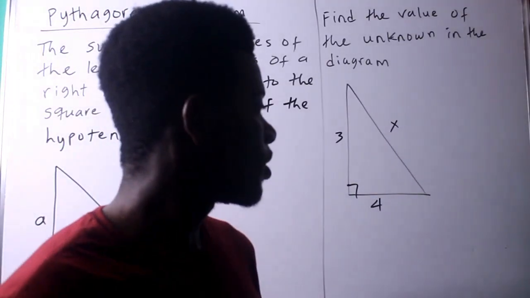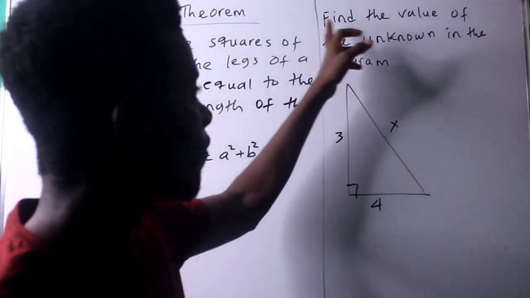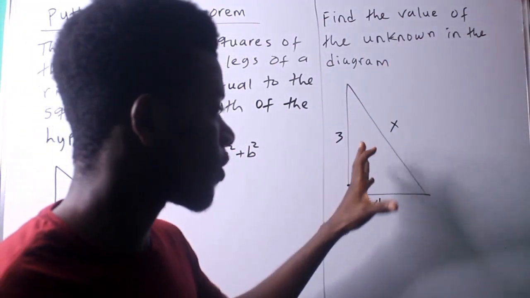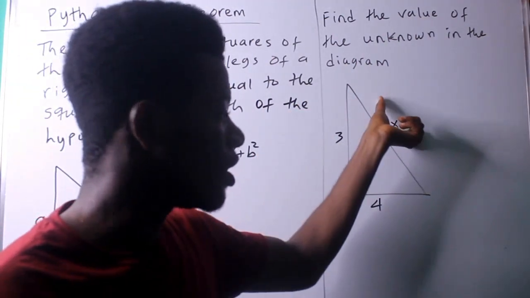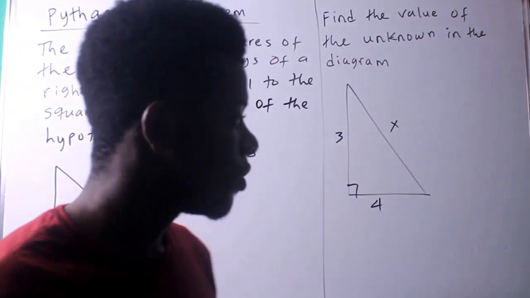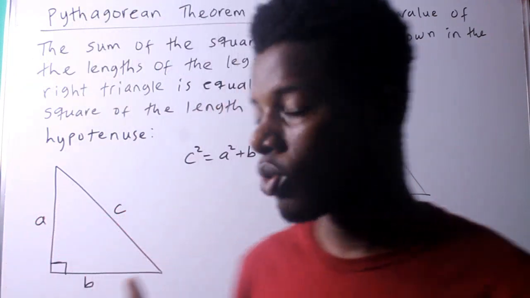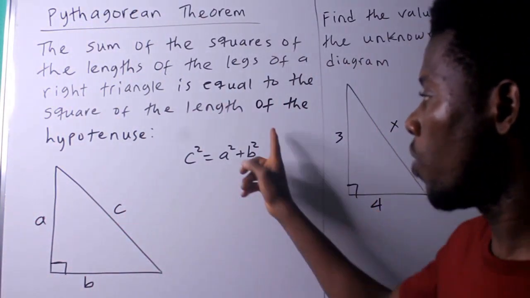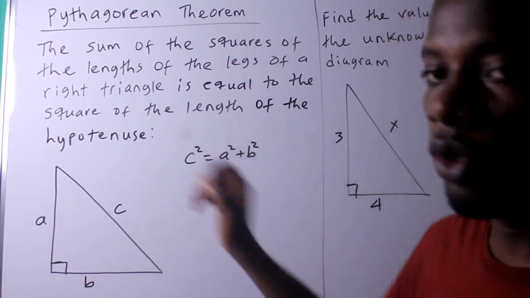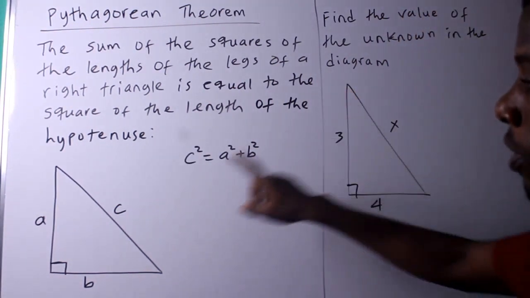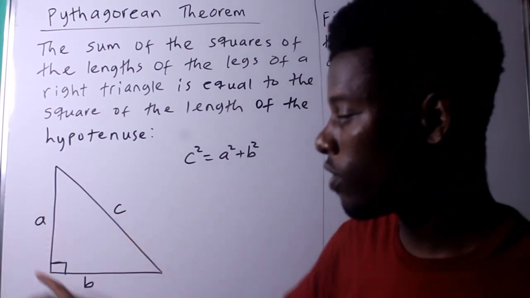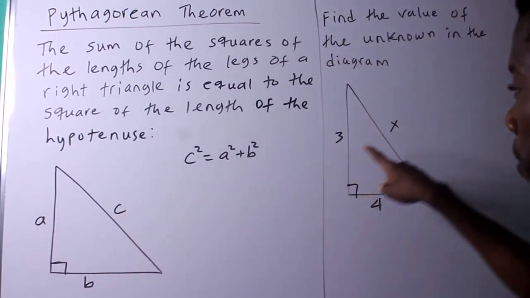We have this diagram and we are told to find the value of the unknown in this diagram. So this leg is 3, this leg is 4, and you do not know the length of the hypotenuse, which is x. Now, to solve this problem, you will always need to use the Pythagorean theorem. If you are given this problem, you have to identify the hypotenuse C, you have to identify A, and you have to identify B. So in this case, the hypotenuse is x.